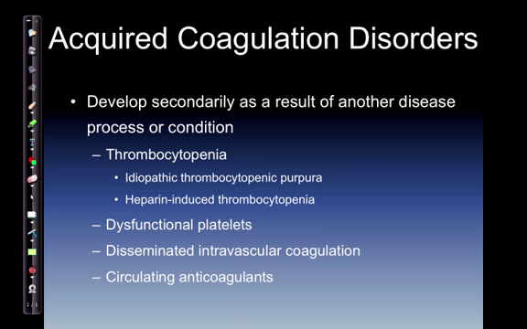We also have heparin-induced thrombocytopenia. It occurs when a patient is taking the anticoagulant heparin, and then they develop antibodies to heparin. Dysfunctional platelets also come to mind. A chronic disease that disrupts the platelets' ability to function properly.